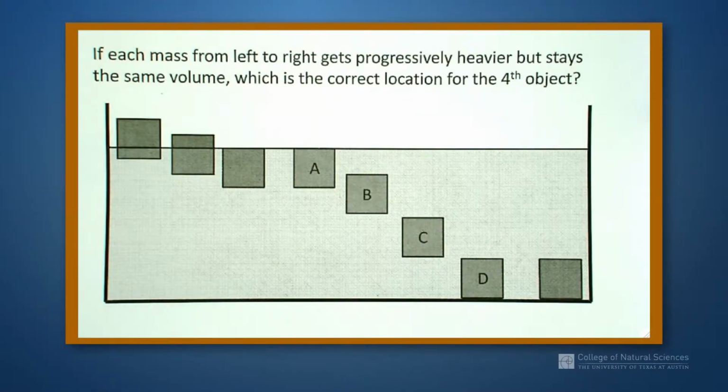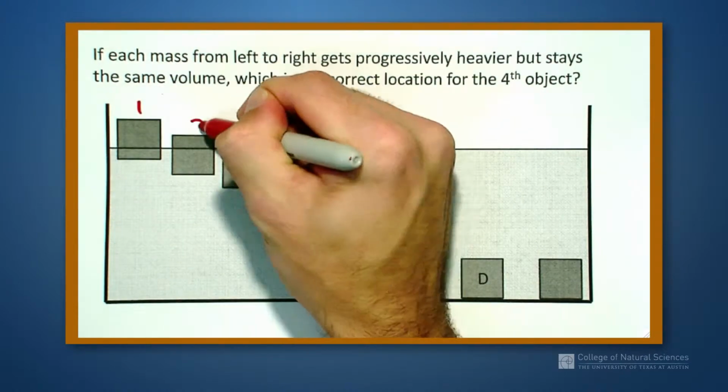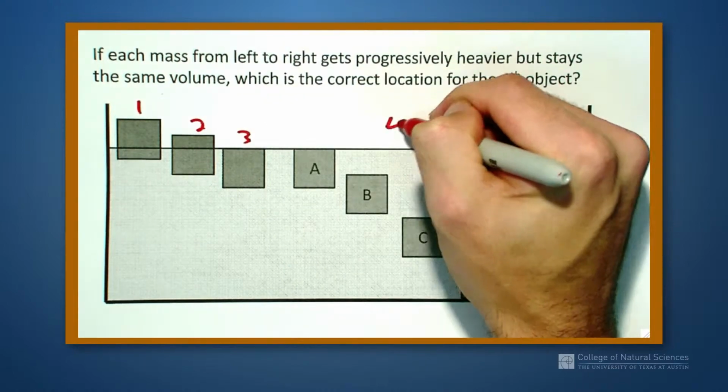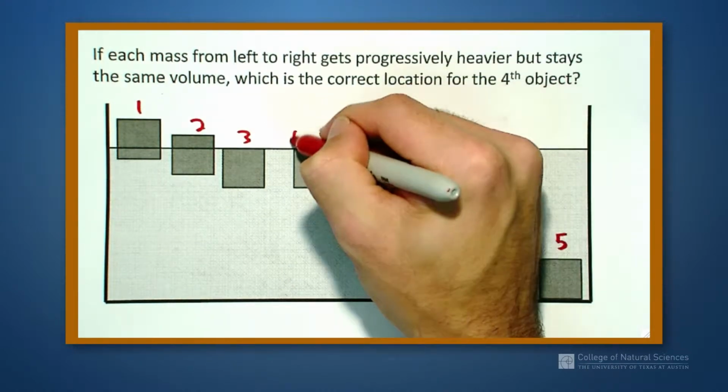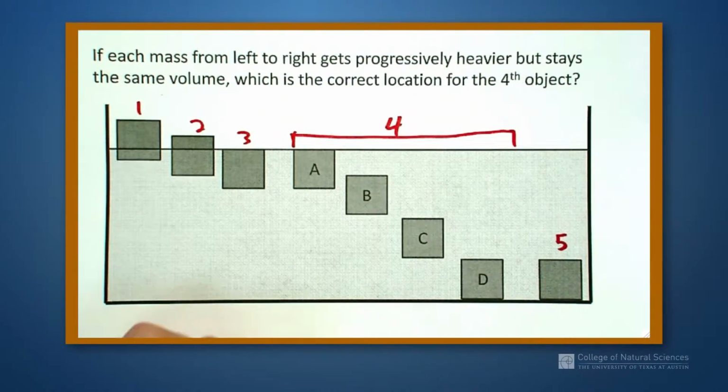I think this is probably my most favorite problem as an instructor in all of fluid dynamics. It says if we have each of the masses from left to right and they get progressively heavier but stay the same volume, which of the 4 locations will be the 4th object? So I have object 1, 2, 3, this is object 4, and there's 5.